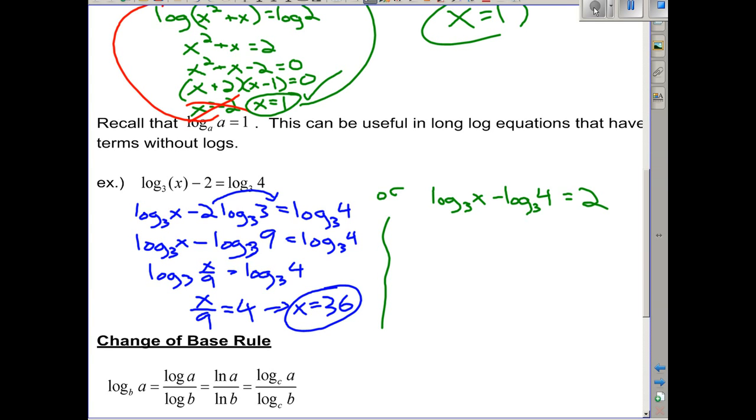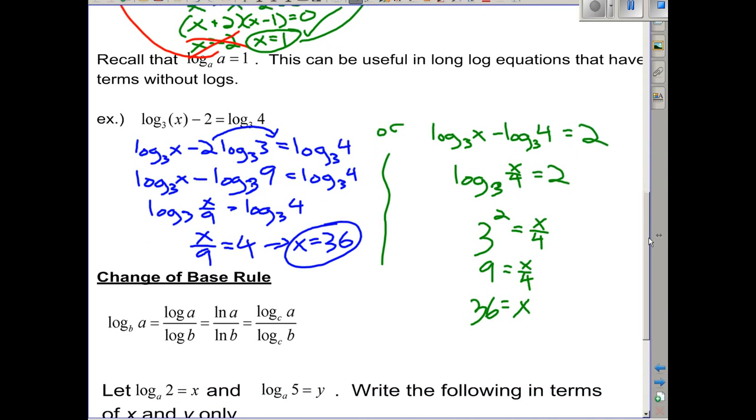Okay, I can put these together as log base 3 of x over 4. And then treat it like one of those short logarithmic equations. Put it in exponential form. So I have a base of 3, a power of 2, and a result of x over 4. Gives me 9 equals x over 4, which still gives me x equals 36. Either approach would be fine.